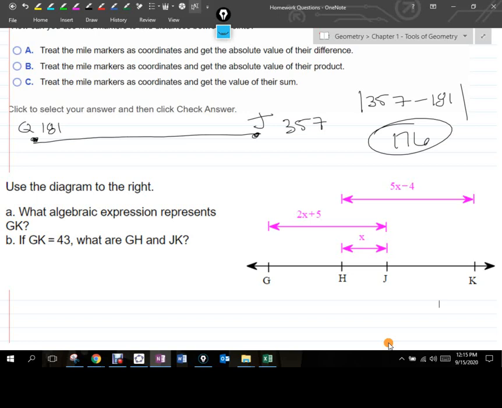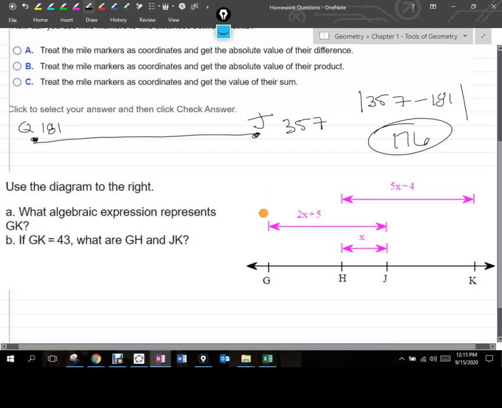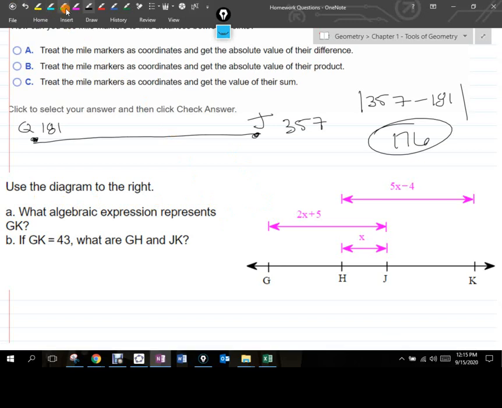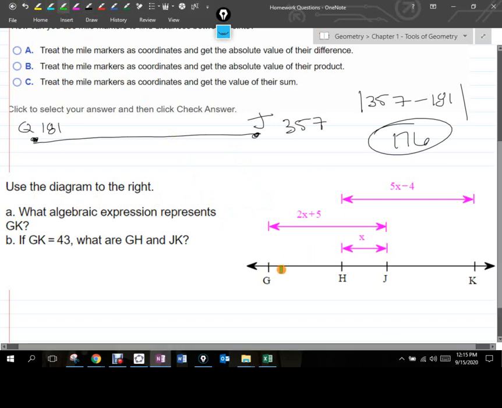We've got some distances that we're going to have to remove. It says, what algebraic expression represents G to K? So if you stood right here at G and you walked to K, how far would you walk? The way I'm going to do this is, if I started at G and I started walking, the first thing I see, just because of this mark right here and this arrow, is that I'm going to at least walk to J, right? Does that make sense?